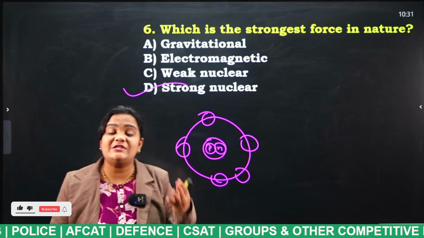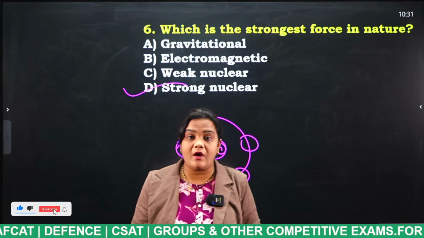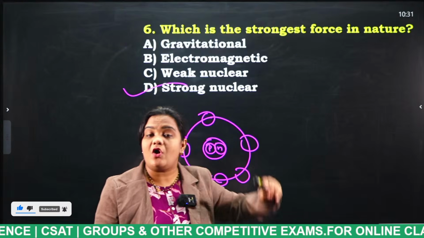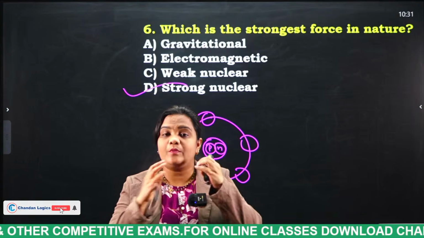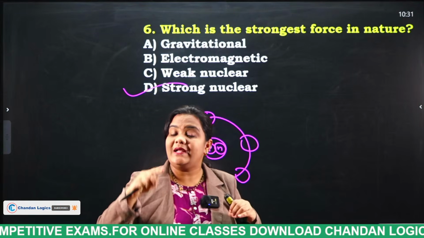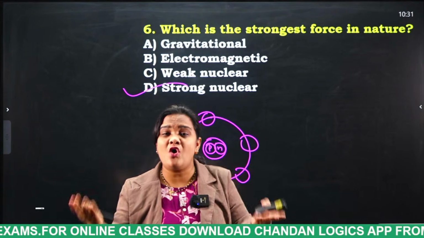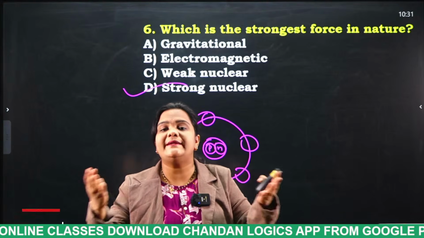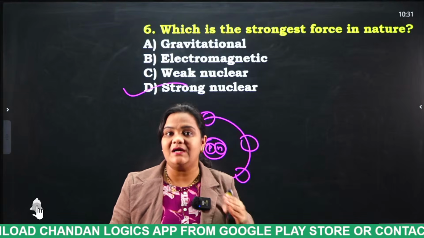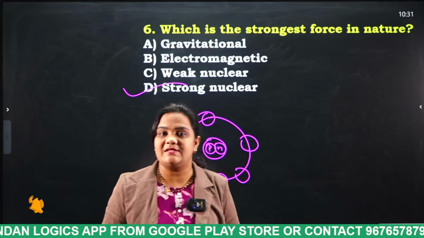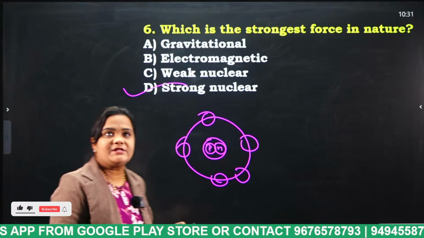The force which is binding the proton and neutron in the nucleus, we call it as what? Strong nuclear force. If there is no force between the proton and neutron, the nucleus will fly away. If there is no nucleus, there will be no DNA material. Actually, where does this DNA material lie, students? In the nucleus itself. Next.